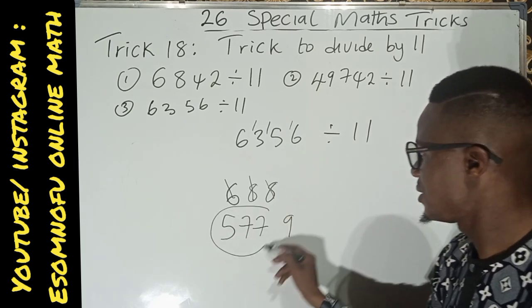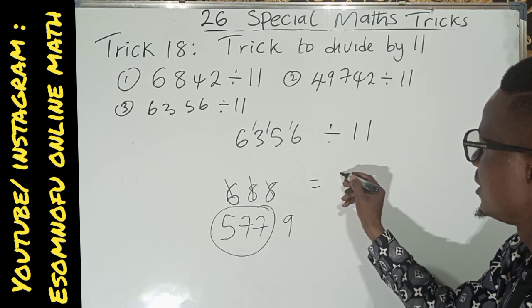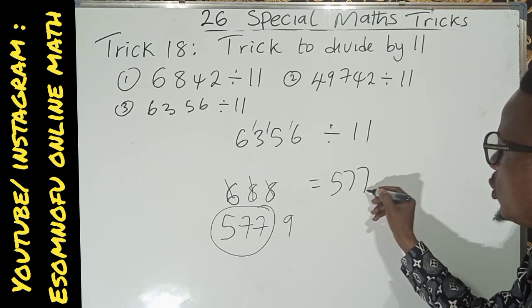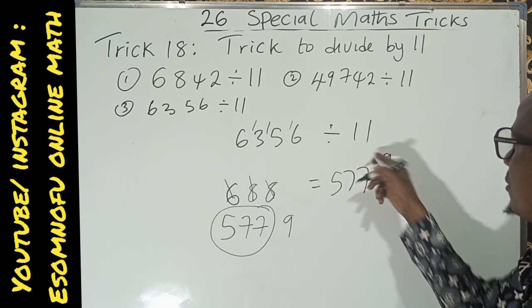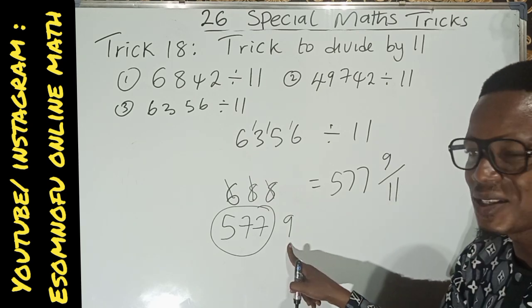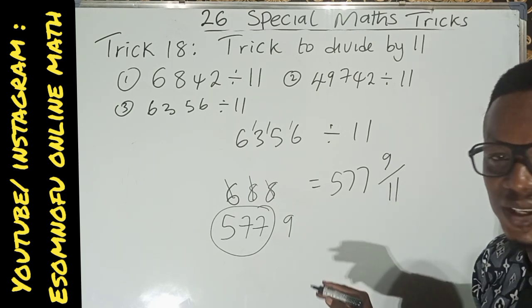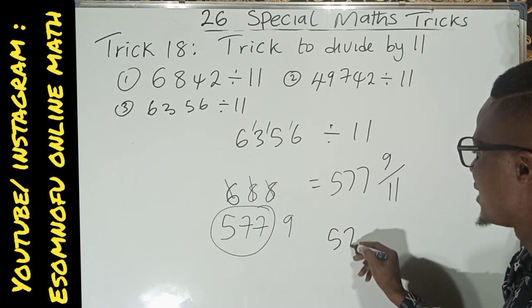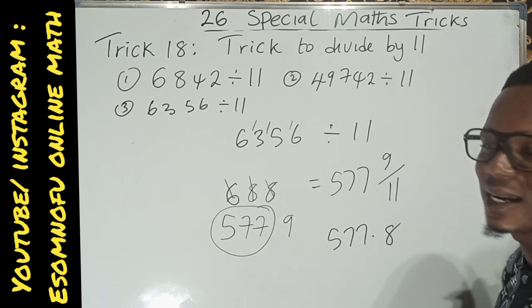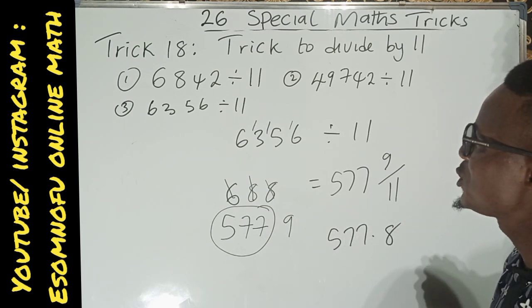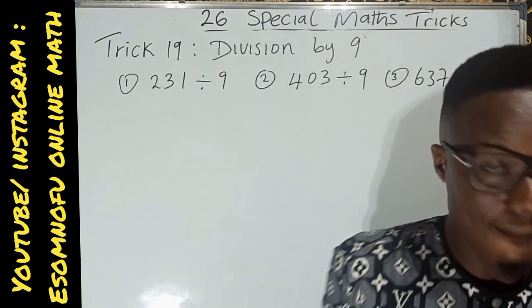So the answer is the first 3 digits. So we have 577 whole number, 9 out of 11. There is a remainder this time around. If you put this to decimal, you'll be getting around 577.8 approximately. So let's go to trick number 19.